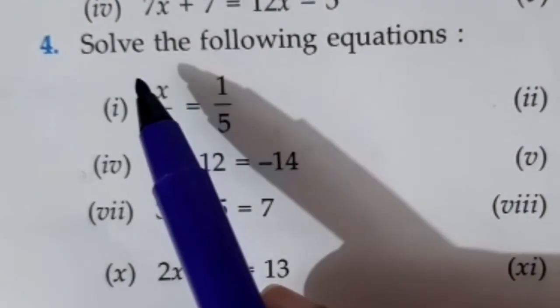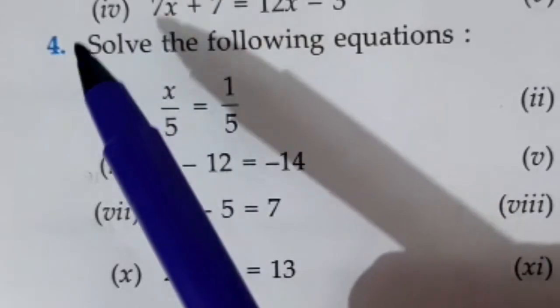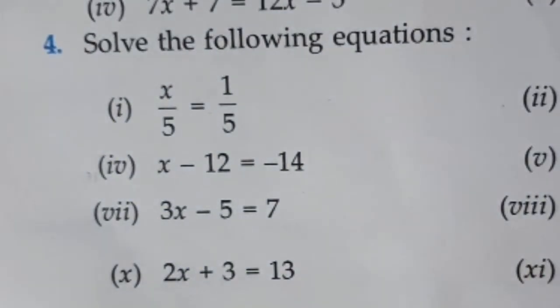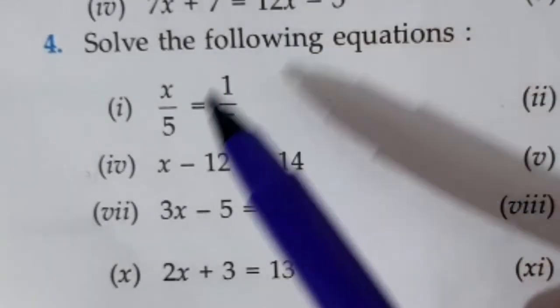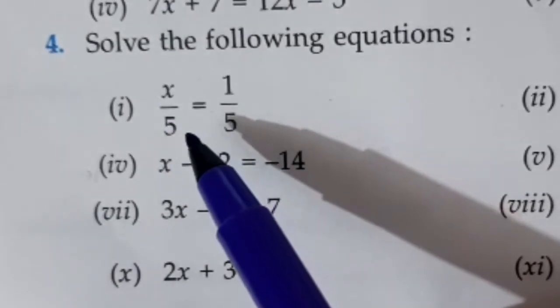Now come to question 4. Solve the following equations. Here students, it is simply written solve. It means you can use any of the methods, the transposing method or trial and error method. But it is always better to use this transposing method. So I'll use this transposing method only.